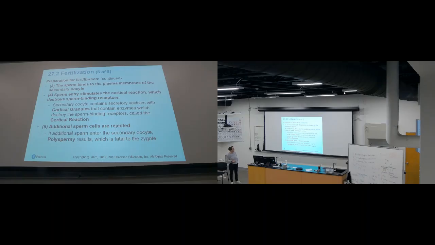So after this, the sperm will enter, and then it would shut down these sperm binding receptors. And then you will have some depolarization of these cells, and cortical granules that will cause this cortical reaction. And then additional sperm cells will be rejected.